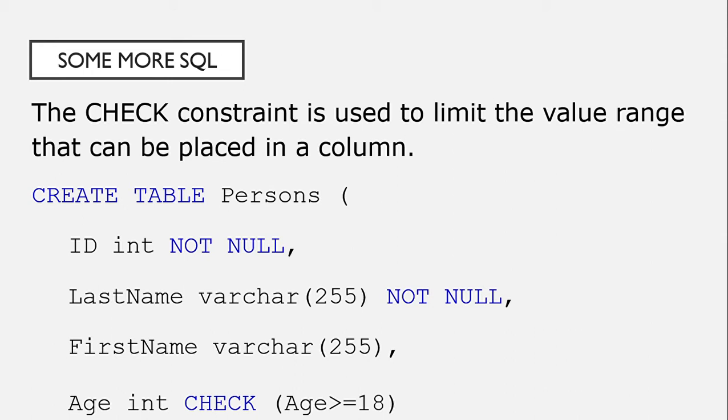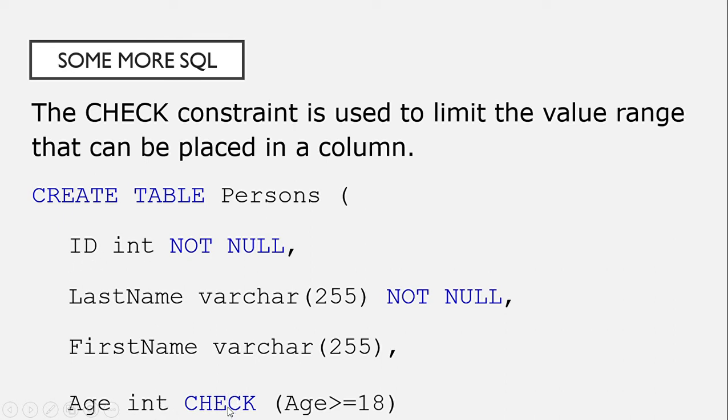So here, create table, the table name is person, and the first column is ID, that is integer, and I don't want it to be null. Then last name, that is varchar, with the length 255, and I don't want it to be null as well. For the first name, I just define the data type, but I don't care whether it is null or not. So here, for the age, the data type for the age is int, that is same for the ID.